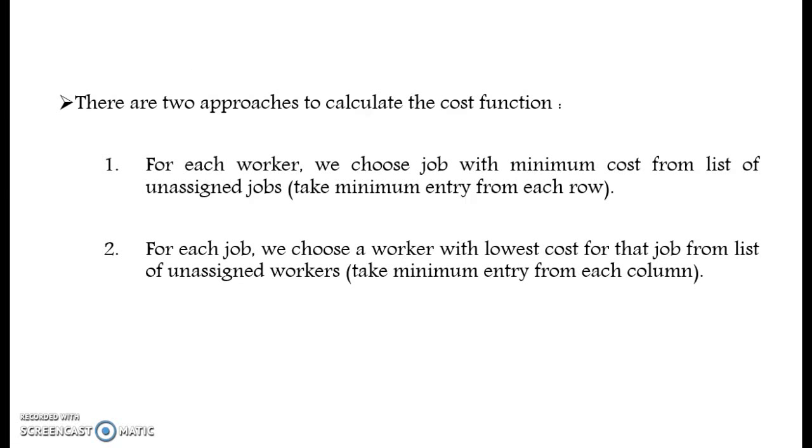Then, there are two approaches to calculate the total cost. The first one is, for each worker we choose a job with the minimum cost from the list of unassigned jobs. Means take the minimum entry from each row. For each job, we choose a worker with the lowest cost for the job from the list of unassigned workers. That is the second approach to calculate the cost function, and that is the minimum entry from each column. We will see it with an example.